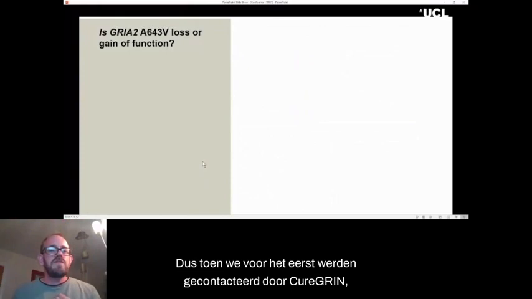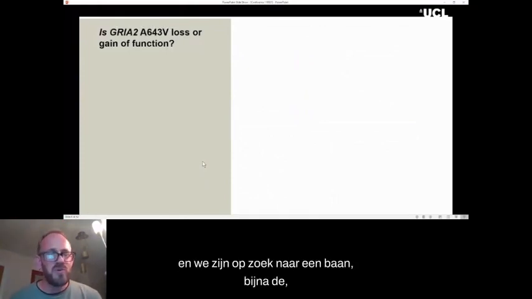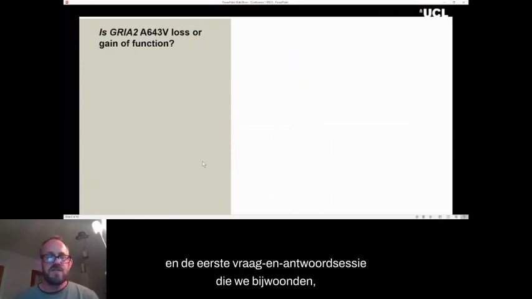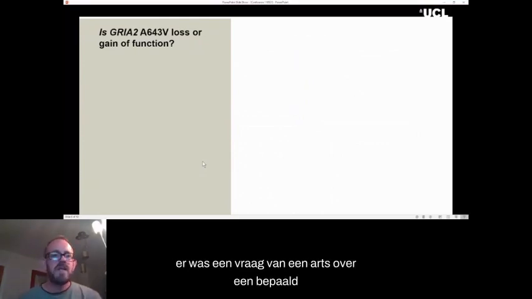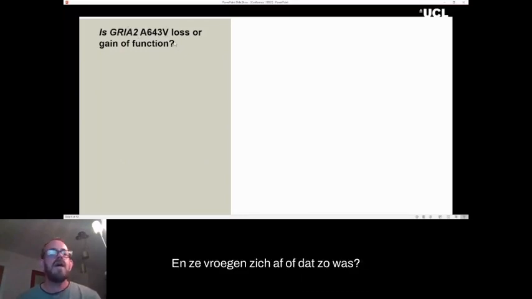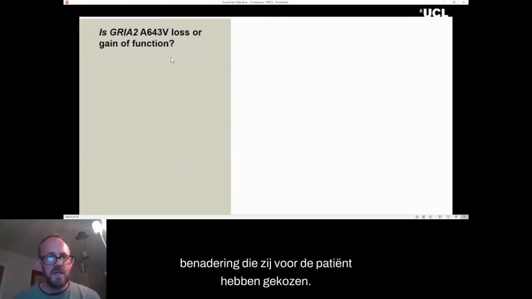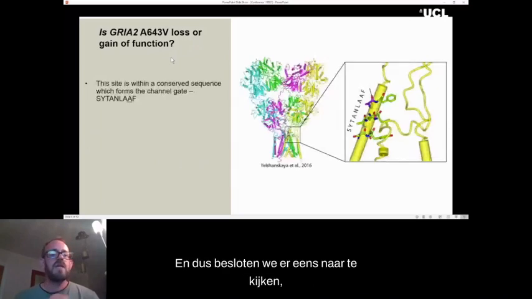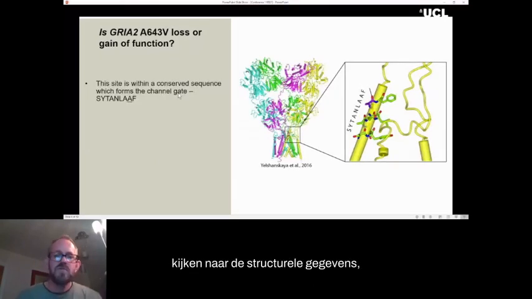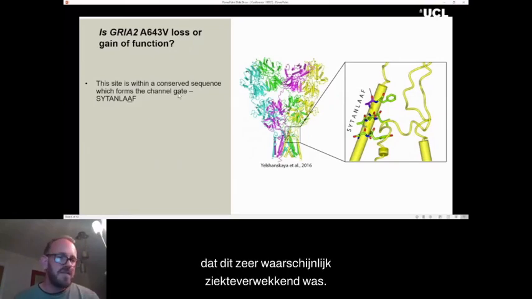So when we first were contacted by CureGRIN, we were kind of looking for a job almost. In the first question and answer session we attended, there was a question from a clinician about a particular variant in GLUA2, A643V, and they were wondering whether it was loss of function or gain of function, and this was going to dictate the approach they took with the patient. So we decided to have a look at it, and it was immediately obvious by looking at the structural data that this was very likely to be disease-causing.